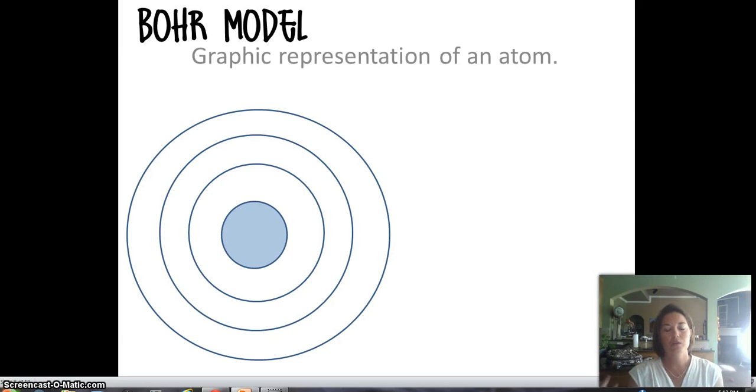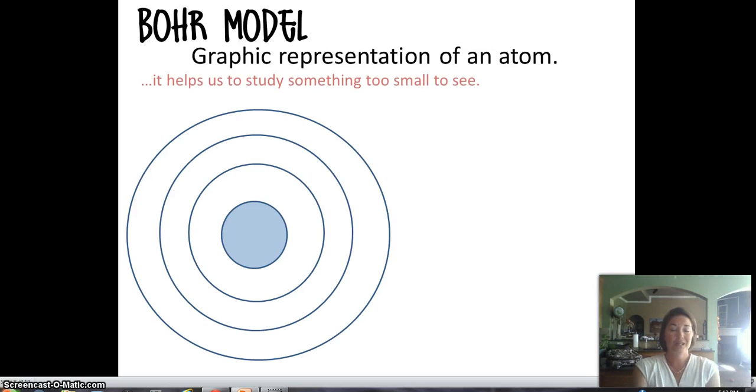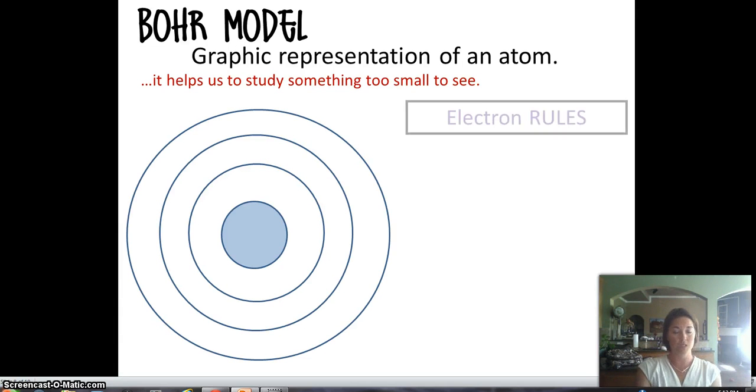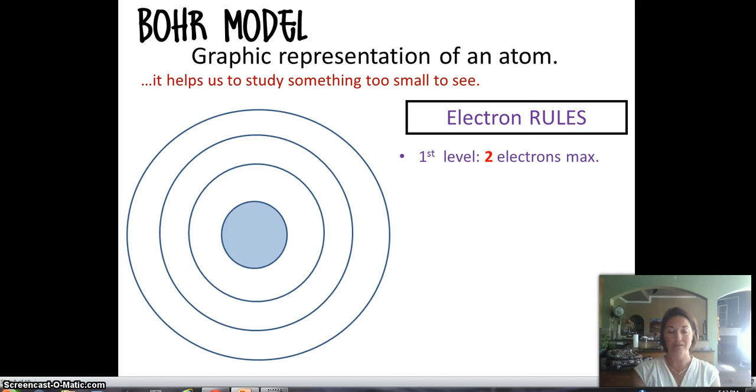Remember the Bohr models we were using earlier in class? It's nothing more than a graphic representation of an atom because it helps us study something that's too small to see. Now, when you're building Bohr models, there are some rules you need to remember about the electrons. The first energy level, the one closest to the nucleus, that energy level, orbital, ring, shell, however you want to call it, can only hold 2 electrons, maximum 2. It can't hold 3 or 4 or 5. It can hold 1, it can hold 2, but it can't hold more than 2.